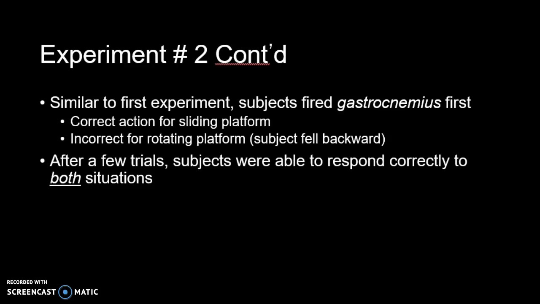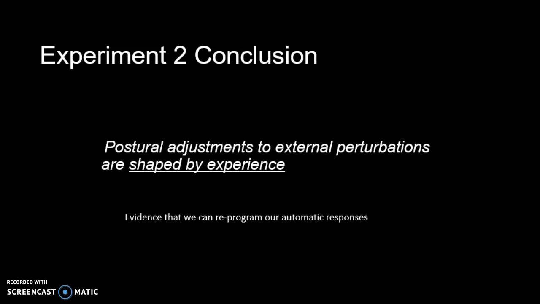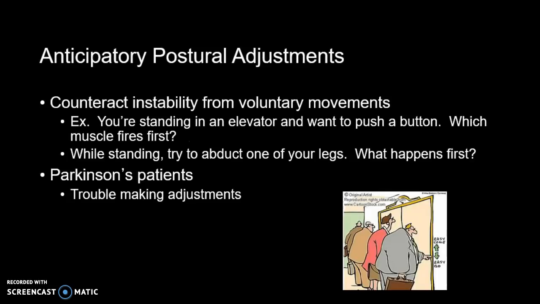Okay, so this is an actual study, which corrects the action for the sliding platform. However, they had incorrect firing on the rotating platform, in which they actually fell backwards. However, after a few trials, the subjects were then able to respond correctly to both situations. So postural adjustments to these external perturbations were shaped by experience, which shows us evidence that we can reprogram some automatic responses. Now, anticipatory postural adjustments, so we mentioned anticipation earlier, can counteract instability from voluntary movements.